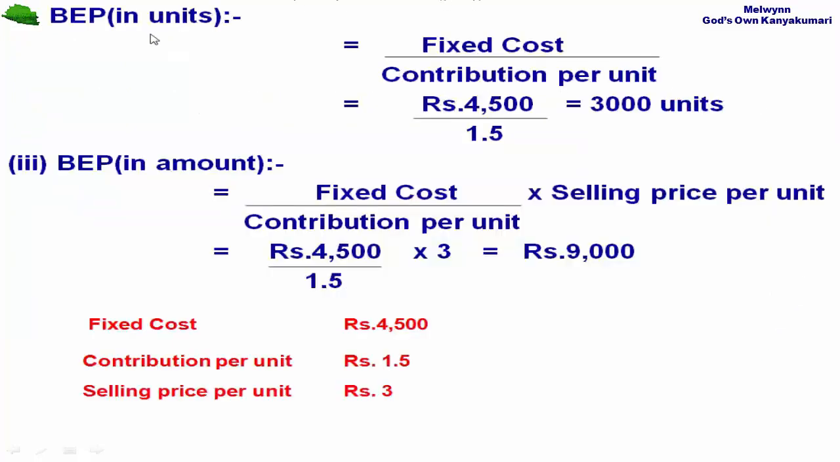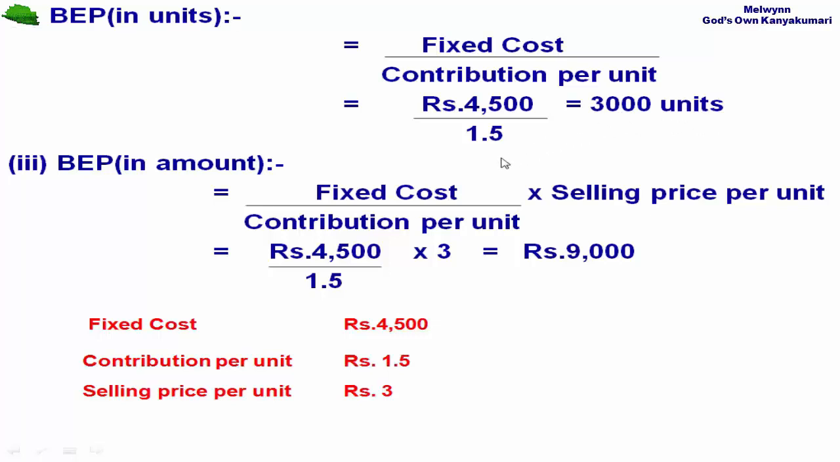BEP in units. The formula is fixed cost divided by contribution per unit. Fixed cost given in the question rupees 4,500. Contribution per unit is rupees 1.5. Then rupees 4,500 divided by 1.5 rupees equal to 3,000 units. Break even point in units 3,000 units.